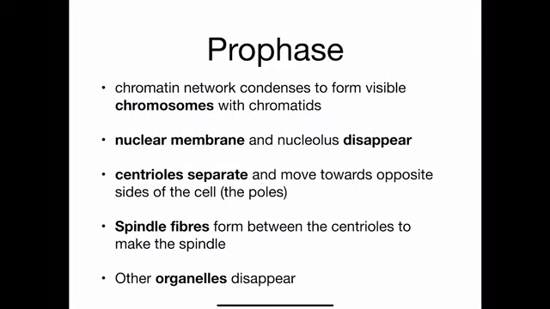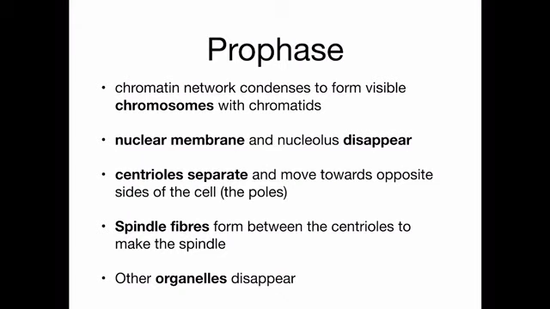Okay, so prophase. The chromosomes condense. If you remember in interphase, your chromatin network is visible. It looks like that ball of wool, ball of string. You cannot see individual chromosomes. In prophase, those chromosomes condense, they thicken down, and they become visible as chromosomes made from chromatids joined with a centromere. The nuclear membrane, the nucleolus disintegrate.